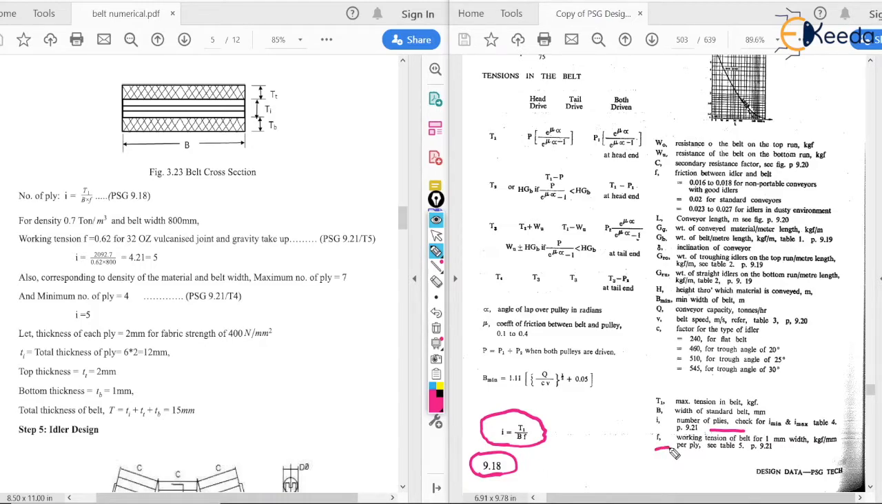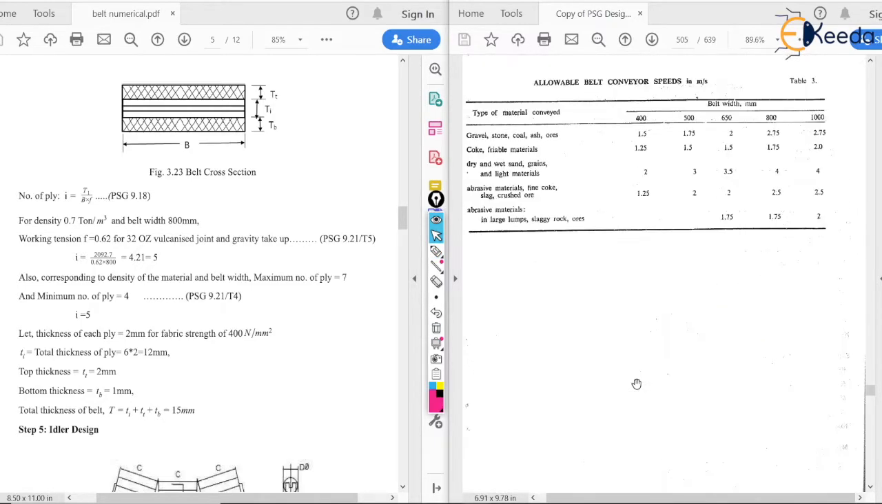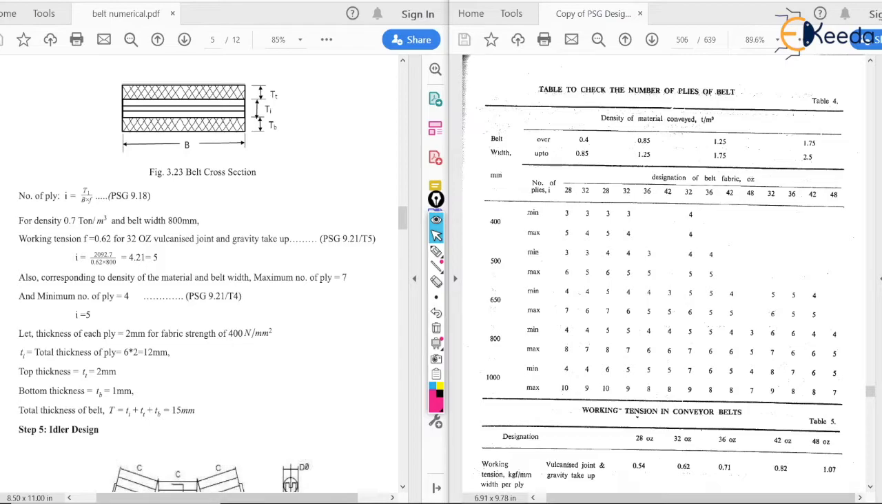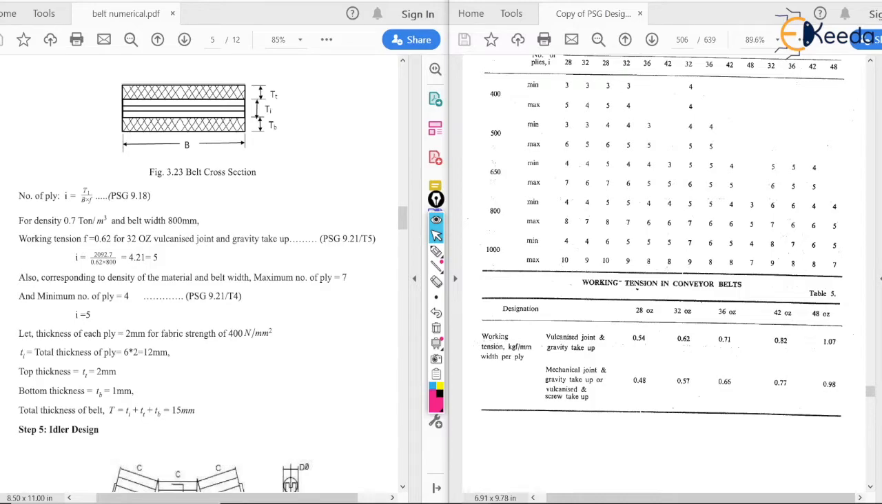Now the thing is, for a density of 0.7 ton per meter cube and a belt width of 800 millimeter, we are going to check the F value. Why is that so? Because the T1 and B values are known to us. So we are going to check the F value, which is on PSG 9.21. So let's move to PSG 9.21. From this page we are going to check the value of F. Here we have table 5, and from this we are going to take the value of F.